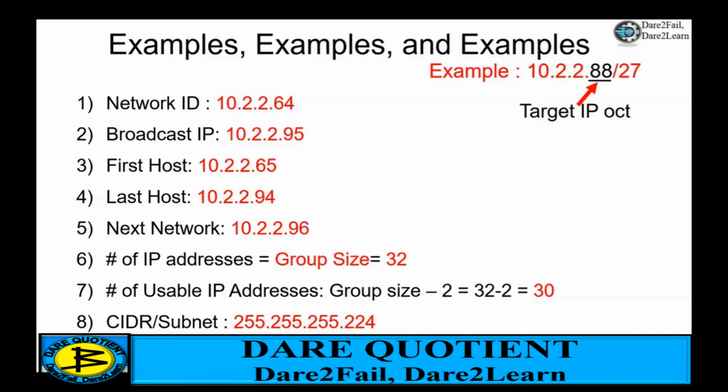And from the increments of the group size, we had 64 before we had 96, and our target IP octet falls within that range. So we know our network ID begins at 64. So we have 10.2.2.64. And from there, we can find our first host, which is the network ID plus 1, so we get 65. So we get 10.2.2.65. And the last host is the broadcast IP minus 1. So that gives us 10.2.2.94.